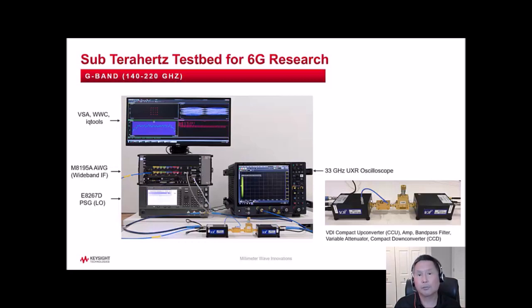We had discussed the importance of low phase noise. Here, a 67 GHz PSG signal generator with option U and Y provides a low phase noise LO for the VDI converters. Both the M8195A AWG and the UXR oscilloscope are multi-channel to enable MIMO research.